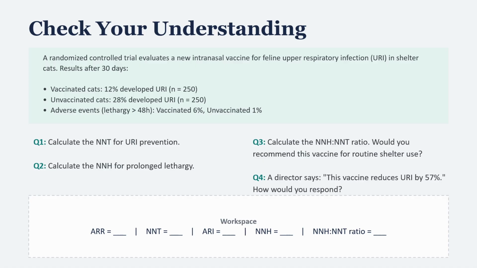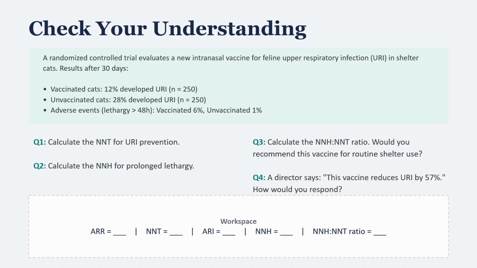That is a low NNT, meaning this is a meaningful, effective vaccine for URI prevention in this population. Question 2, NNH. ARI, risk of lethargy in vaccinated minus risk of lethargy in unvaccinated, equals 6% minus 1% equals 5% equals 0.05. NNH equals 1 divided by 0.05 equals 20. For every 20 cats vaccinated, 1 additional cat will experience prolonged lethargy that it would not have experienced without vaccination.